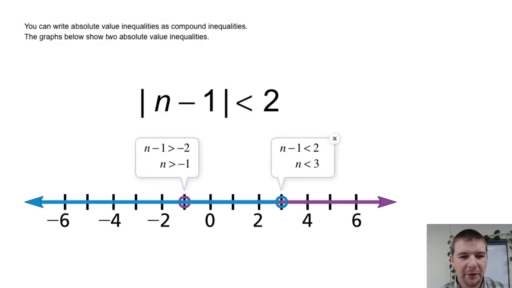You can write absolute value inequalities as compound inequalities. The graphs below show two absolute value inequalities. The large inequality at the top, the absolute value of n minus 1 is less than 2, can be thought of as the combination of these two inequalities below. N minus 1 is greater than negative 2, and n minus 1 is less than 2. Simplifying each of those, we'd find that n is greater than negative 1, and n is less than 3.